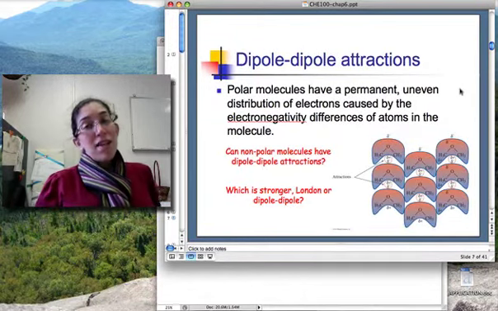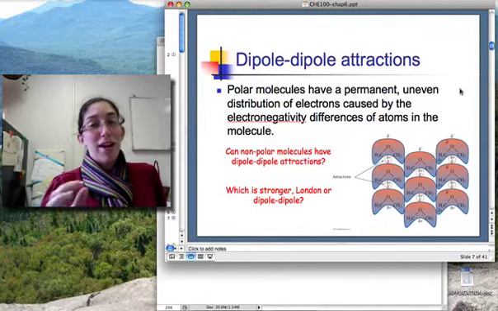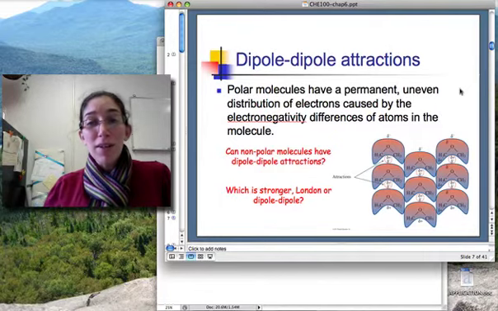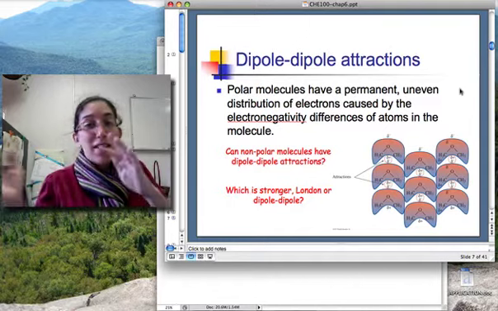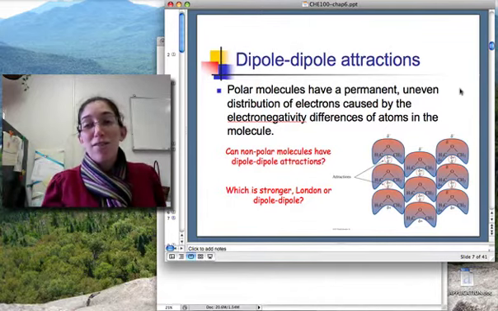Okay, so that's London forces. London forces are temporary and transient dipole interactions. A dipole-dipole attraction occurs in molecules that have a permanent dipole, so the molecule is polar and therefore always has this dipole, not because the electrons are shifting around spontaneously, but because the electrons are constantly attracted to an electron hog in the molecule.